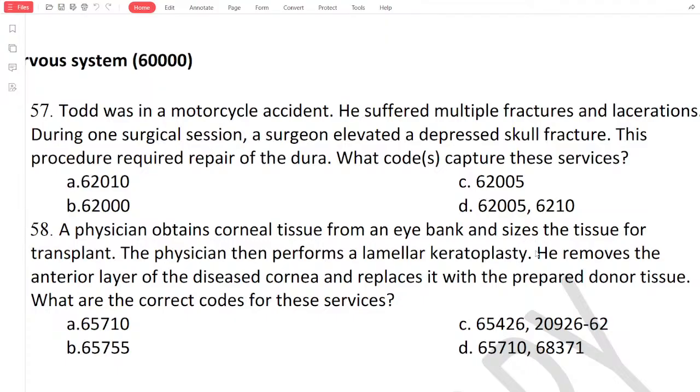So here is the procedure they have mentioned. He suffered multiple fractures and lacerations. One surgical session, the surgeon elevated a depressed skull fracture. The procedure required repair of the dura. So here the repair of the dura was done by the surgeon. Clear? So this is the procedure. It's also a simple and direct question.